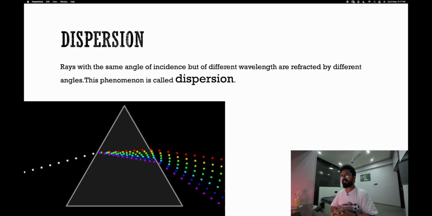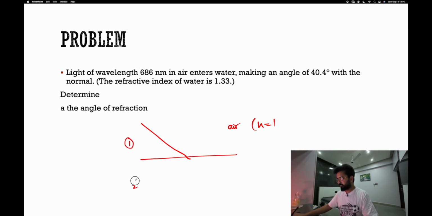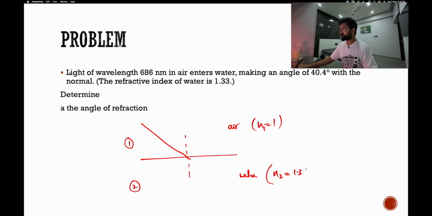Next, let's do a problem. Light of wavelength 680 nanometers in air enters water, making an angle of 40.4 degrees with a normal. Determine the angle of refraction. So the question says here that a light is entering into water. Say this is a medium air whose refractive index is 1. I'm considering the top medium as 1, bottom medium as 2. So N1 is 1. Okay, entering into water whose refractive index is given, I'm considering that as N2 as 1.33.